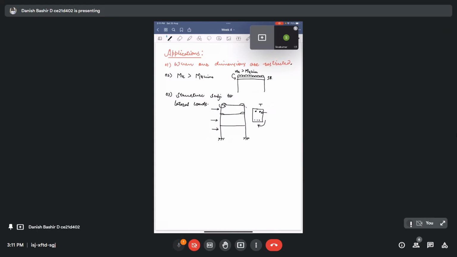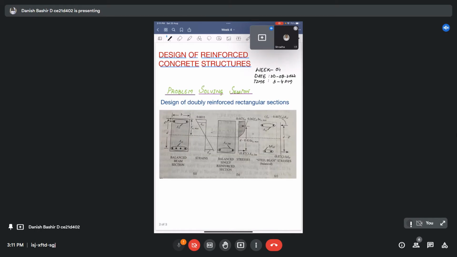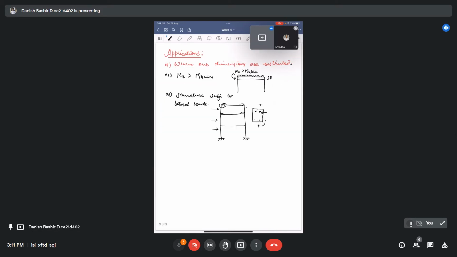Yes, sir. Okay. So I only gave the brief introduction about the design of doubly reinforced rectangular sections. I said that we require doubly reinforced sections in the situation when our cross-section dimensions are restricted due to aesthetic points of view, space constraints, or some other issues.